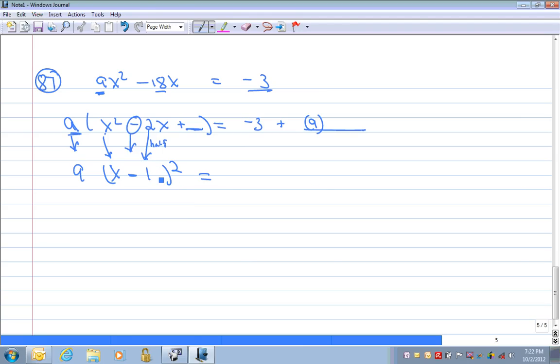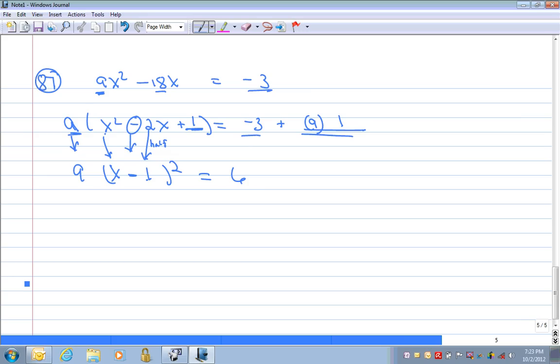And on the other side, to finish completing the square, remember we're going to take this number and we're going to square it. So it was half and then squared. So negative 1 squared, or 1 squared, would be 1. And we're going to put a 1 in both places. So now we have a negative 3 and a positive 9. That would be a positive 6.